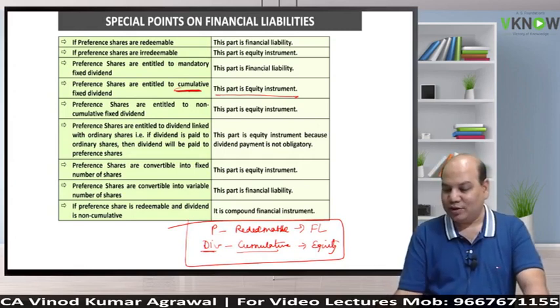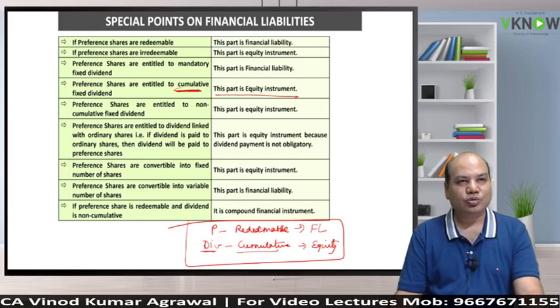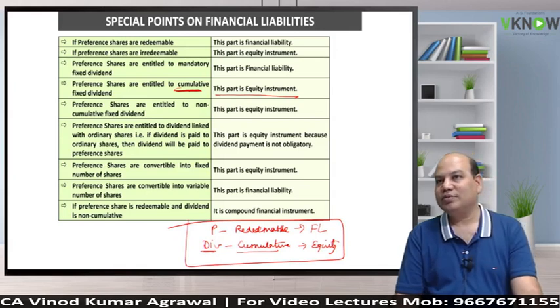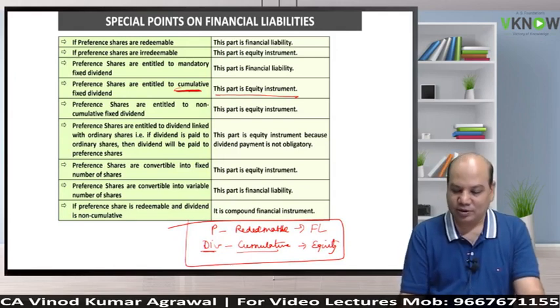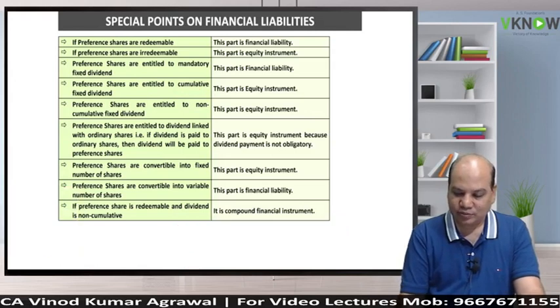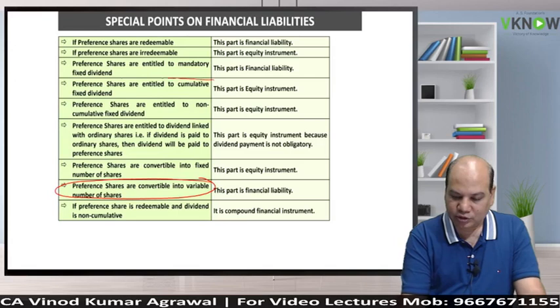A student will say it is a pure financial liability, but no. Cumulative preference dividend means you have the right to avoid it. So any cash flow which you have the right to avoid, then it is not a liability. Should I try one more? This combination and this combination.